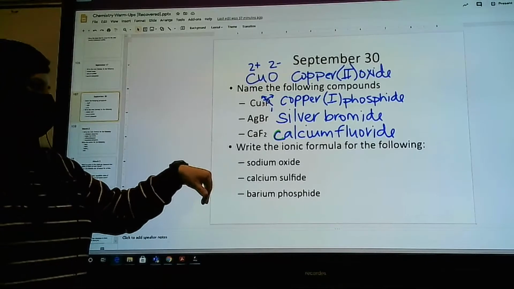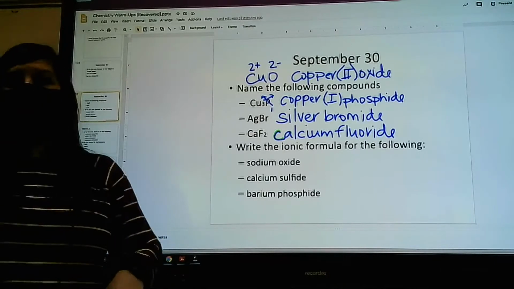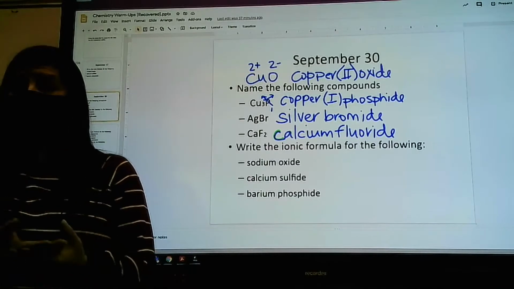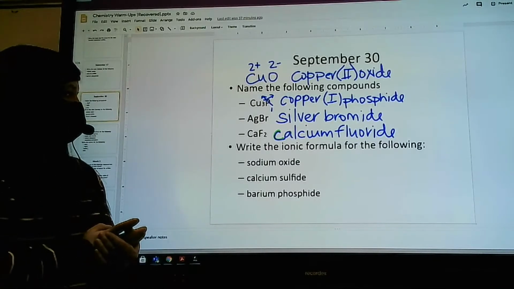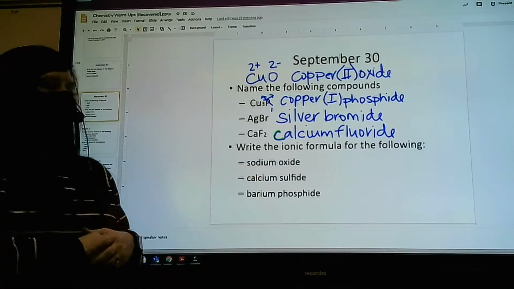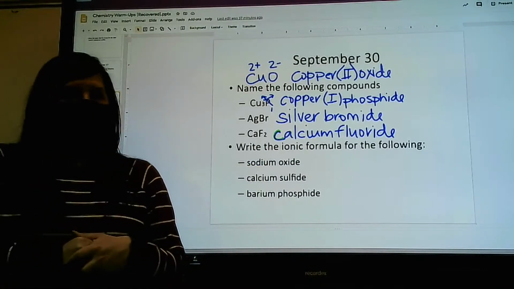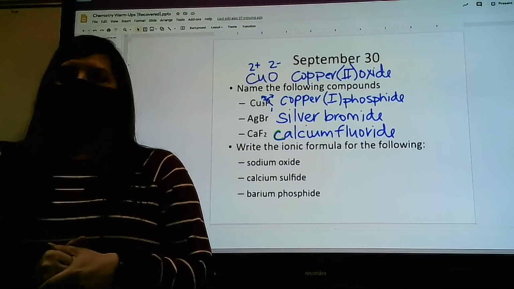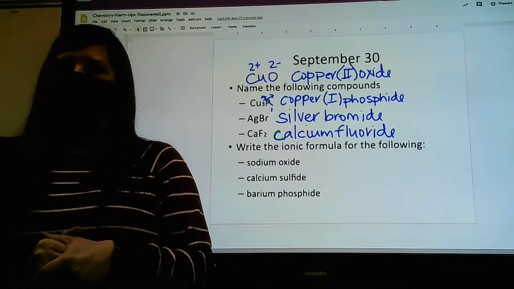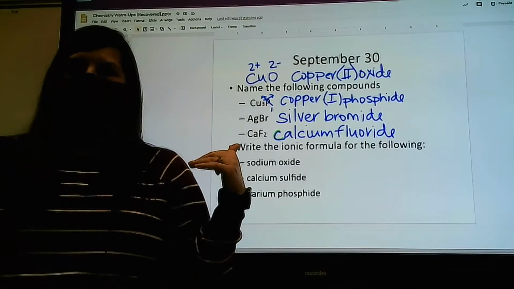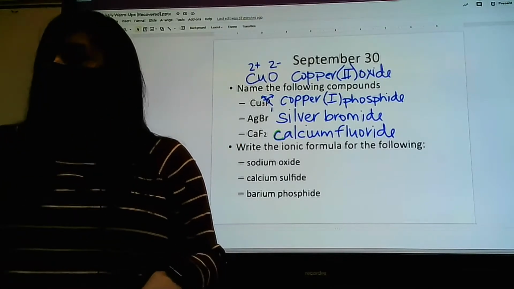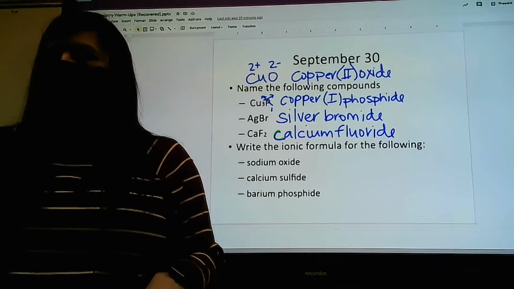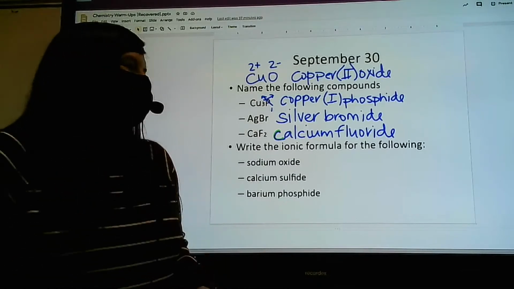So then we have the ionic formulas here. So this is where we're doing the opposite of what we just did. So we have sodium oxide, okay? And did anybody watch the video yesterday and see what was our shortcut for this? I called it a something method. A crisscross method is how we can write these formulas, and it's our shortcut.